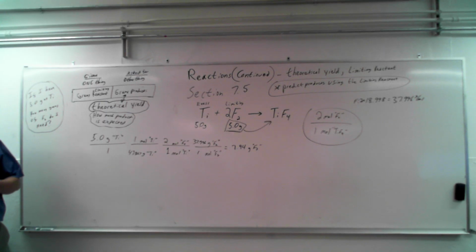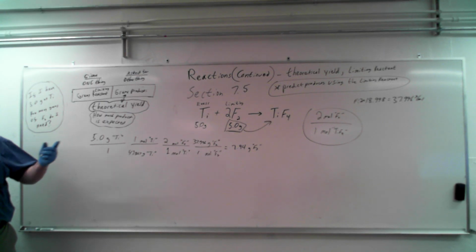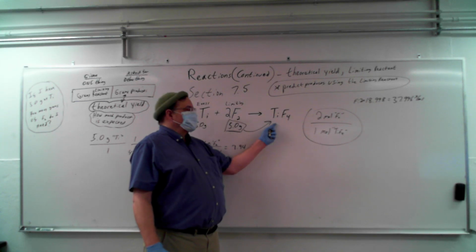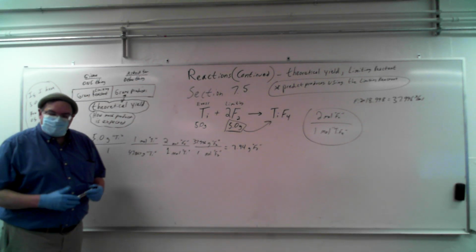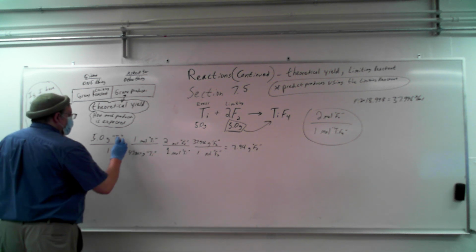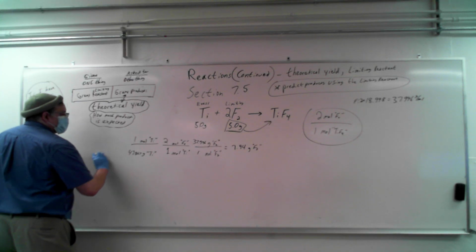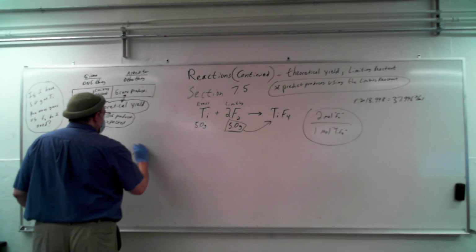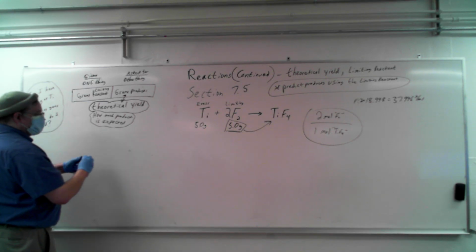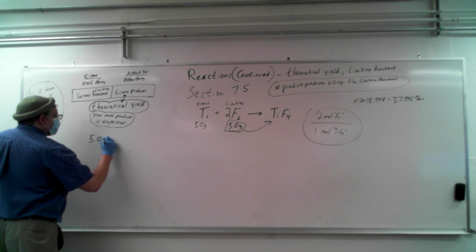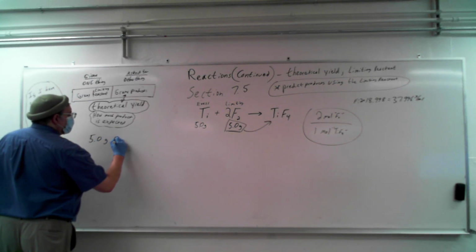These limiting reactant things and theoretical yield. So we're calculating the theoretical yield of this. We have to use the limiting reactant to do that. So we just went through the process to figure out which one is limiting. Now we can calculate our theoretical yield of TiF4. So we're going to go 5 grams F2.